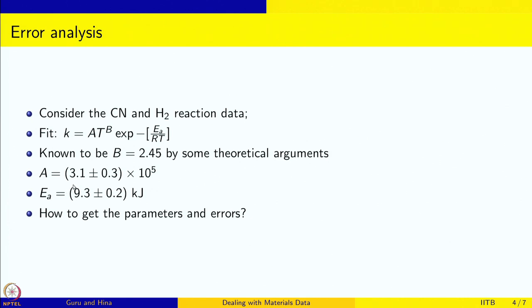And the paper gives these values as 3.1 plus or minus 0.3 into 10 power 5 and 9.3 plus or minus 0.2 kilojoules, the A and Ea. How do you get these parameters? We have done this exercise earlier, but we did not discuss in detail how the errors themselves got calculated. So, in this exercise we are going to do this.